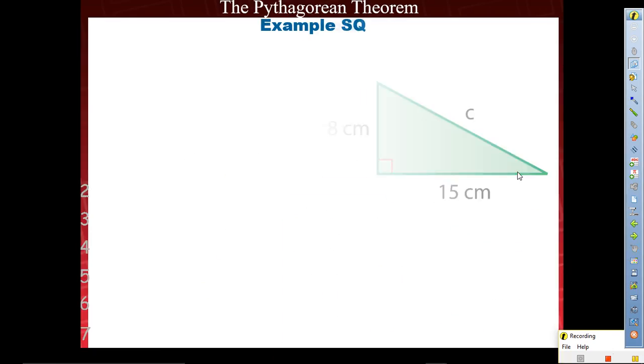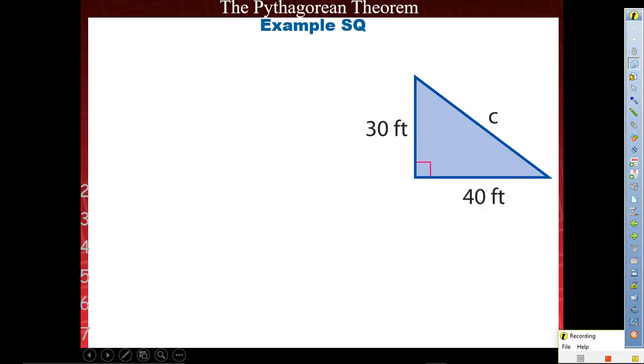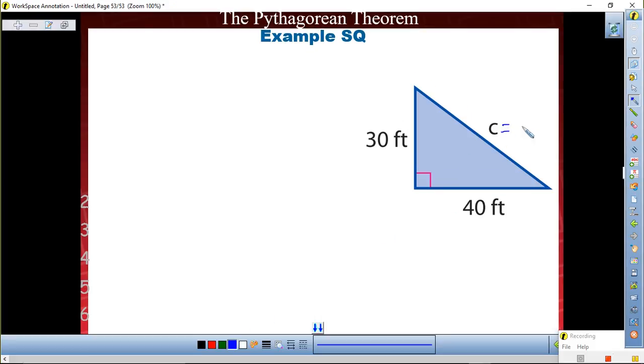Example super Q. Do that one by yourself. You got 30 seconds. The legs are 30 feet and 40 feet. Find me the hypotenuse, please. Copy that and go. What'd you get for this one? Felipe. C equals what? 50. Hands if you got 50.